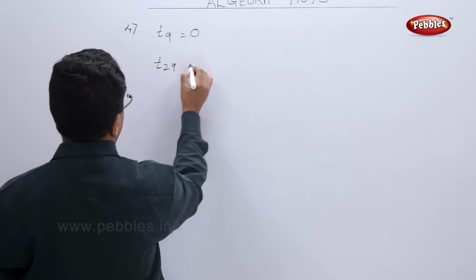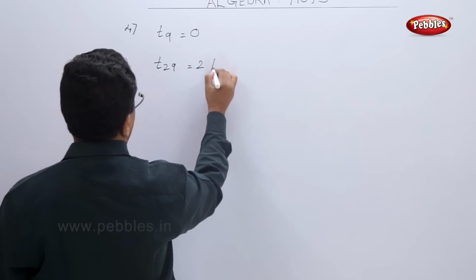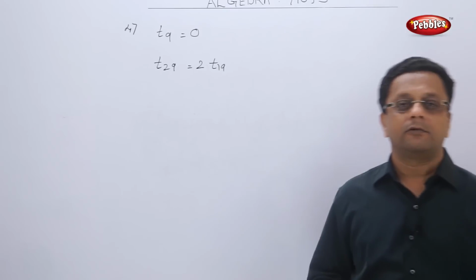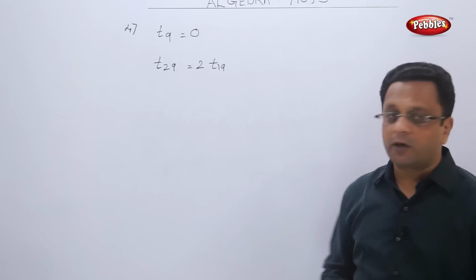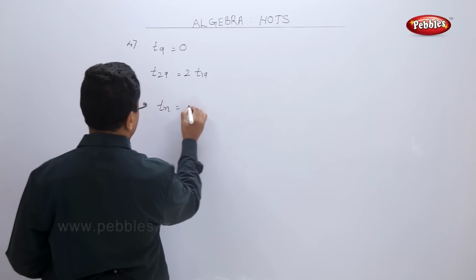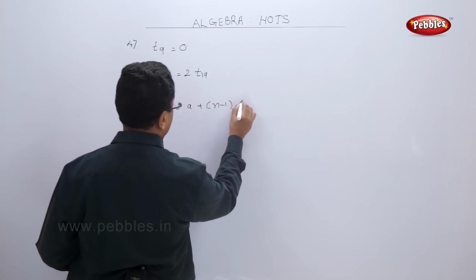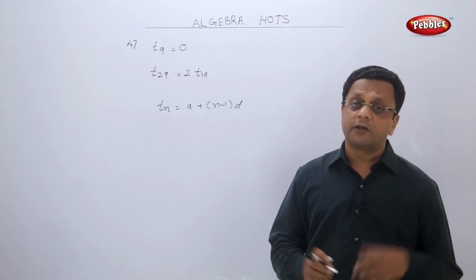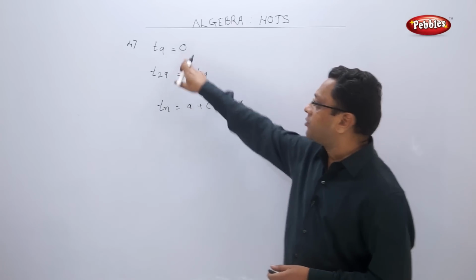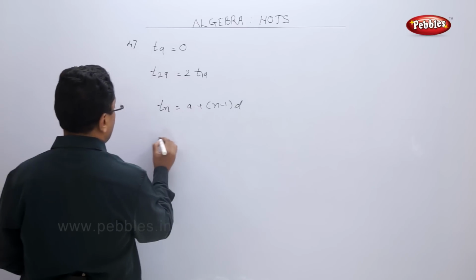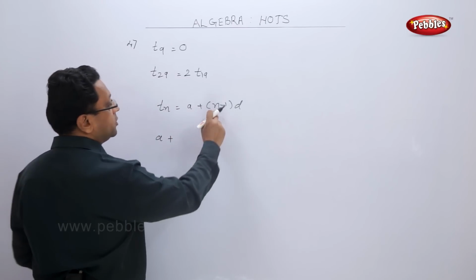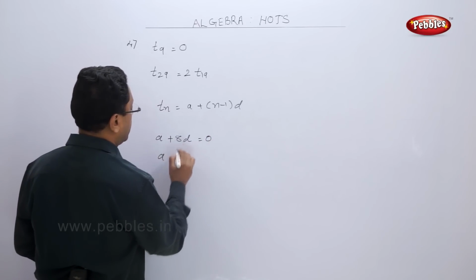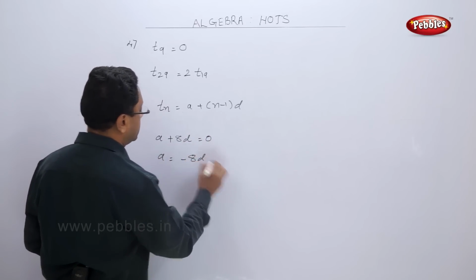The 29th term is double the 19th term. Very easy, right? We know the formula for Tn. For this AP, the first term is A and the difference is D. We know that the 9th term is 0. So we have A plus (9 minus 1), that is 8D, is equal to 0. So A is equal to minus 8D.